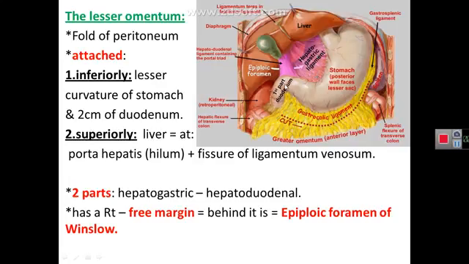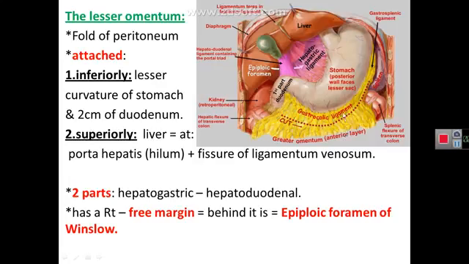That's why the lesser omentum is divided for descriptive purposes into 2 parts. That between the liver and the stomach is called the hepatogastric part, and that between the liver and duodenum is called the hepatoduodenal part. You can see that the lesser omentum has a free border on the right side, and there is a space behind this free border.